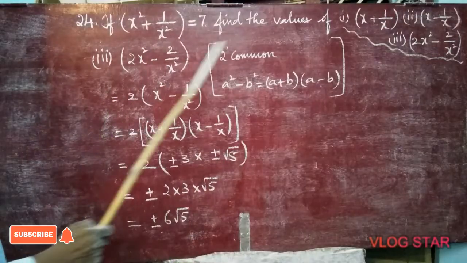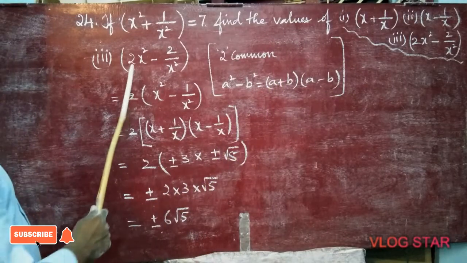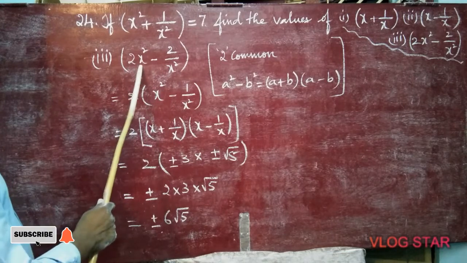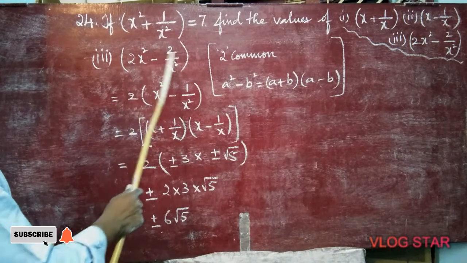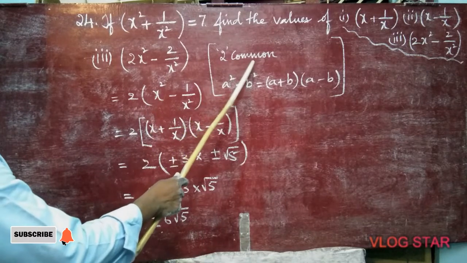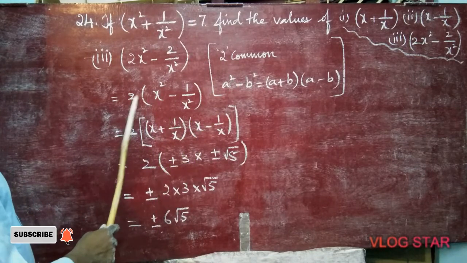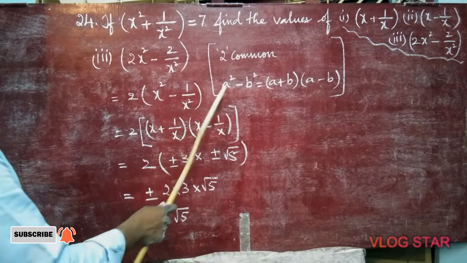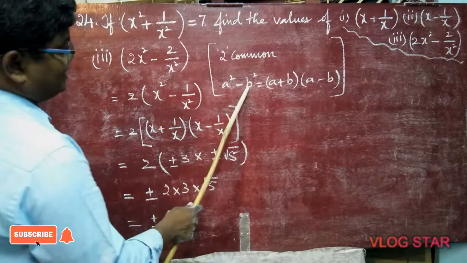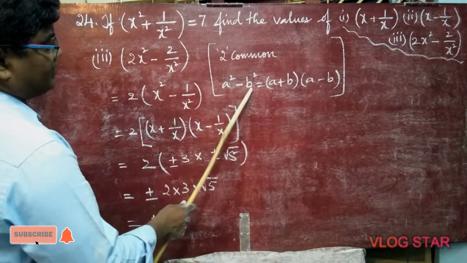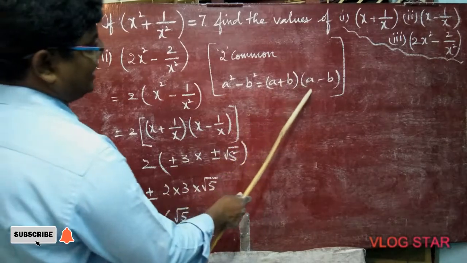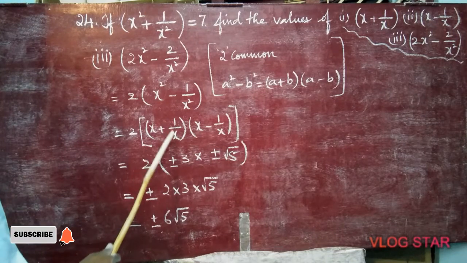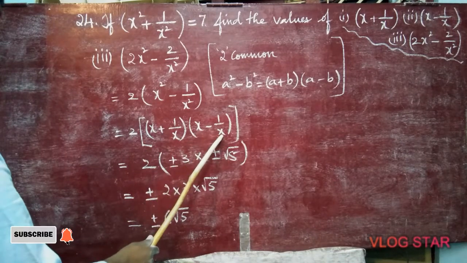In the same problem, third bit: 2x square minus 2 by x square. In the first term 2 is there, in the second term also 2 is there. Both are in the numerator, the 2. So we are taking 2 common. Remaining is x square minus 1 by x square. It is in the formula of a square minus b square. What is the formula for a square minus b square? That is equal to a plus b into a minus b. Now I am writing 2 into x plus 1 by x into x minus 1 by x.